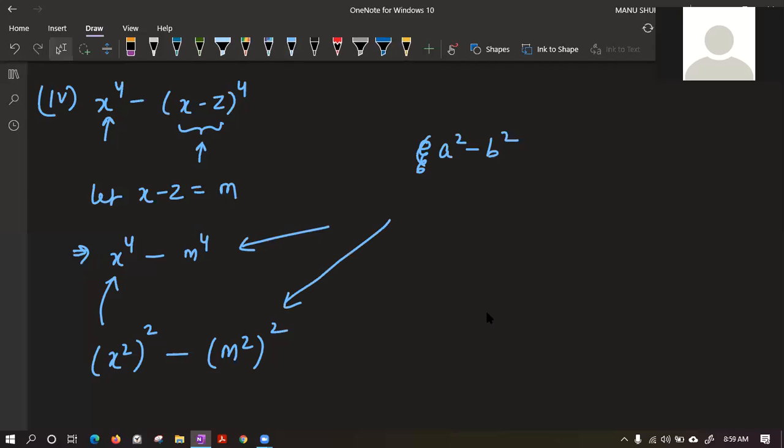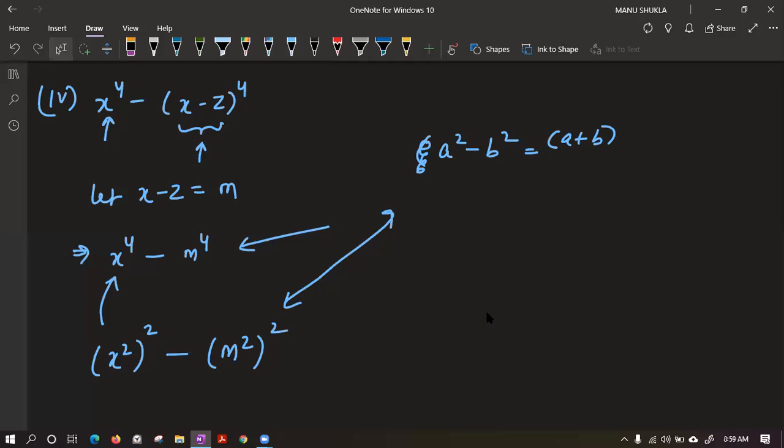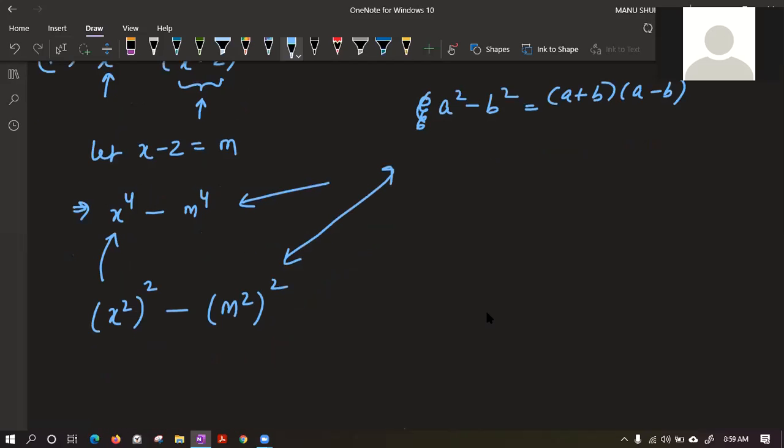Now this is the term. Now comparing with this, we can say this is equal to a plus b into a minus b. So comparing with this, please tell me what is the value of a. If you compare these two formulas, please tell me what is the value of a. Yes, it is x square. Very good. What is the value of b? Just compare the powers first and then the inside things. Yes, it is m square.